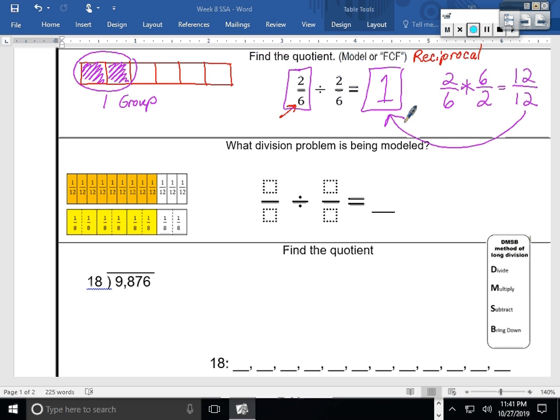It does check out. All right, this next problem is kind of using something similar. It says we need to come up with a division problem. So they give us a model. What division problem is being modeled? Well, if I look over here, what fraction do you see first?